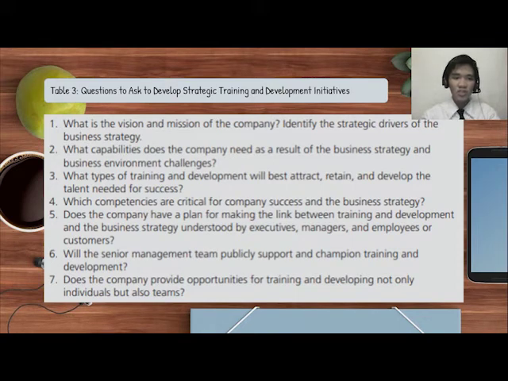Fifth, does the company have a plan for making the link between training and development and the business strategy understood by executives, managers, and employees or customers? Sixth, will the senior management team publicly support and champion training and development? And lastly, does the company provide opportunities for training and development not only to individuals but also teams?